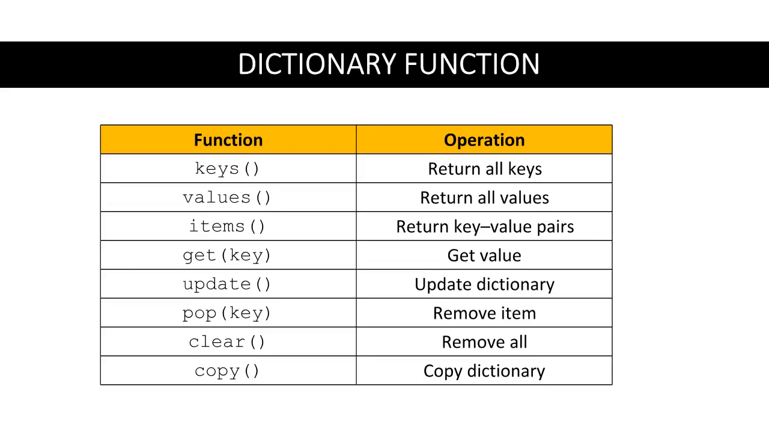Common dictionary functions include keys, returns all keys; values, returns all values; items, returns key-value pairs; update, modifies the dictionary; pop, removes an item; clear, removes all data. These functions help manage dictionary data effectively.